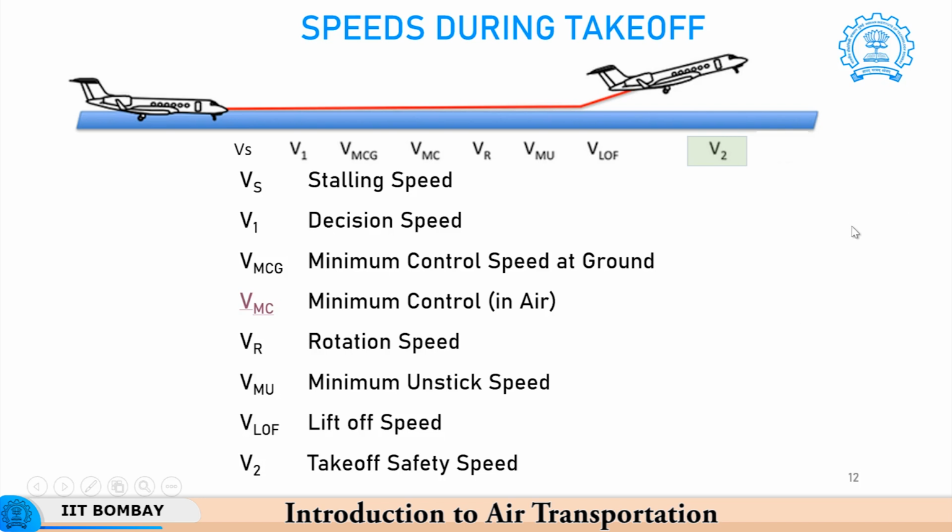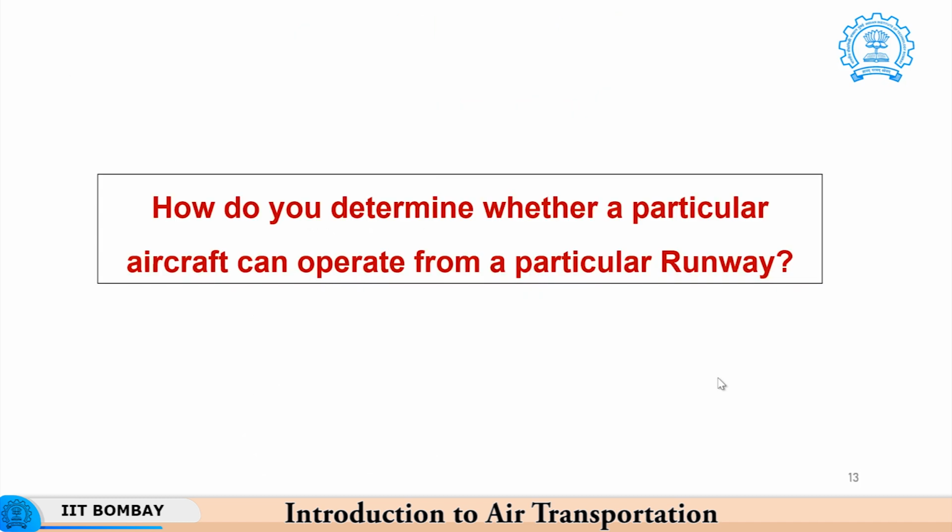Okay. So, that is V2, the takeoff safety speed. At the end of V2, we assume that the takeoff has taken place properly. Now, the question that is answered when we look at the runway charts is, how does one determine whether a particular aircraft can operate from a particular runway at a particular airport? How do you do that?